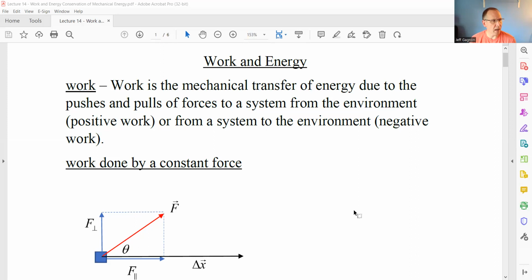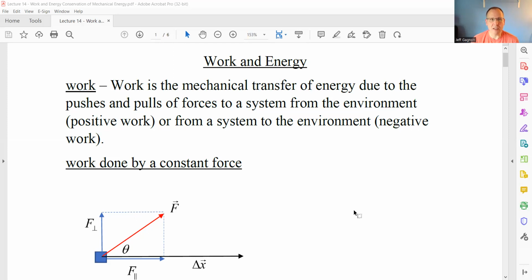So in this lecture, I want to talk about work and energy, something called the work energy theorem, and then also conservation of mechanical energy. When certain situations hold, the total mechanical energy of a system can be conserved, right? Can be constant. So let me start off by giving you some definitions.